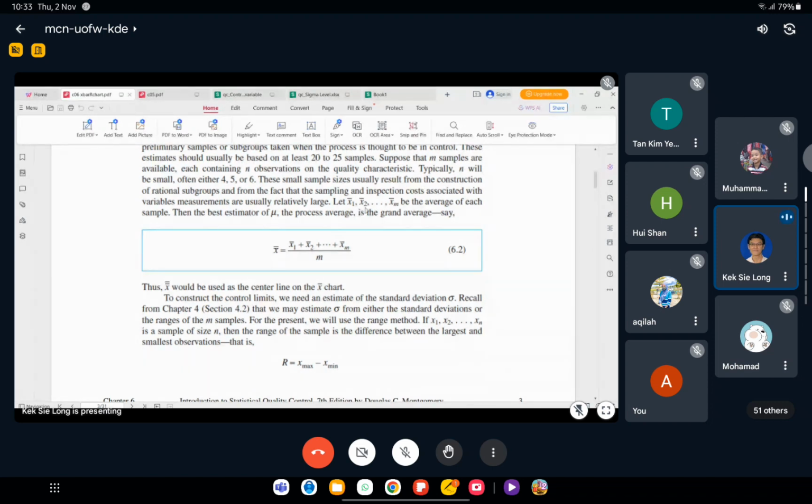So let x1 bar, x2 bar, up to xm bar be the average of each sample. Sum up all of the mean values and divide by the number of mean values, then we get x bar bar. We call this the center line of the x bar chart. Next time I will refer to x bar bar as the mean of the mean, or simply x bar bar. Hopefully you understand. How to calculate x bar bar? Using the formula to calculate the mean.